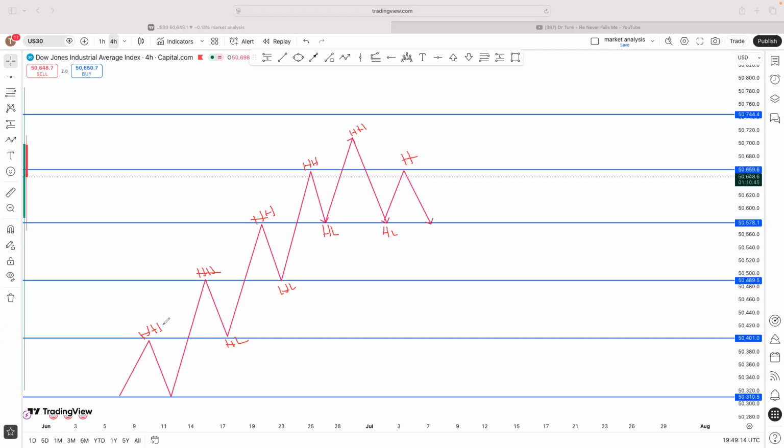I'm going to tell you something which is a secret. If you've got ears, open your ears and listen to me very carefully. You see market structure. Market structure plays a very huge, significant role when it comes to trading. That's why everything that I'm teaching you has market structure inside.